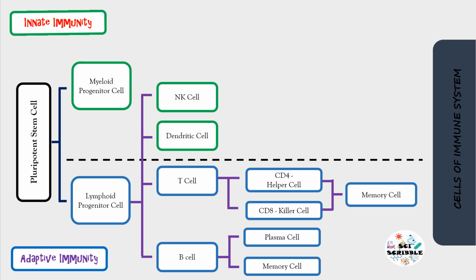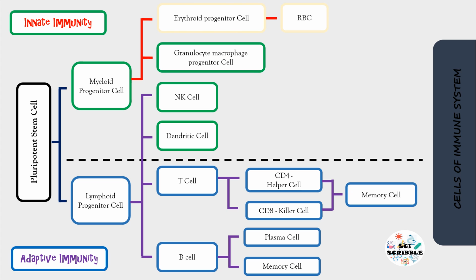Let's have a look at the innate immunity. First, let's get something out of the way that has nothing to do with the immune system. Myeloid progenitor can give rise to erythroid progenitor cell. Now this progenitor cell will give rise to RBC, which stands for red blood cell. The myeloid progenitor cell can give rise to granulocyte macrophage progenitor cell, which can become all sorts of cells. One of the most important cells that arise from this progenitor cell is monocyte.